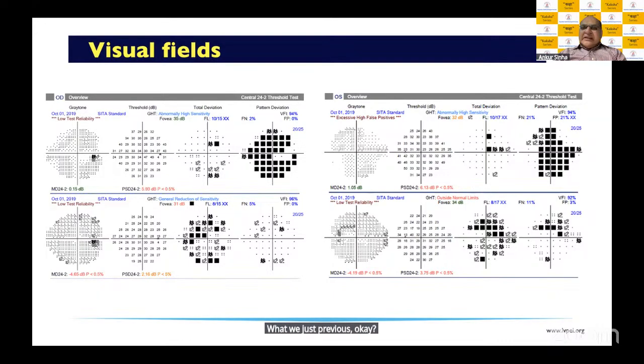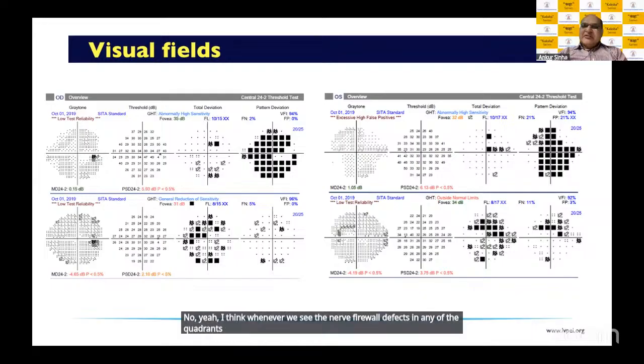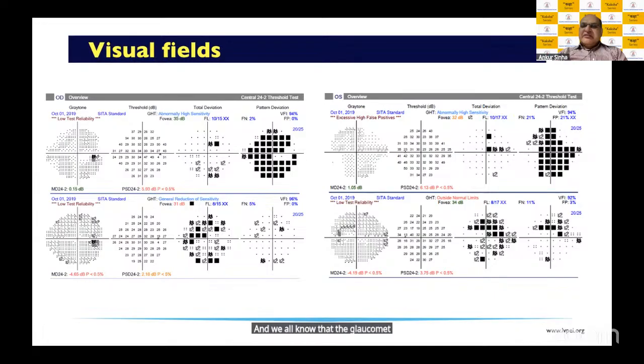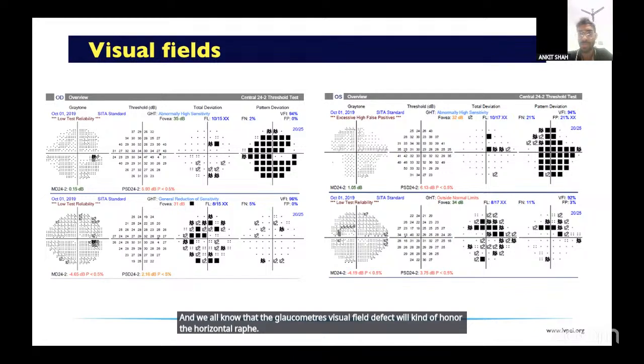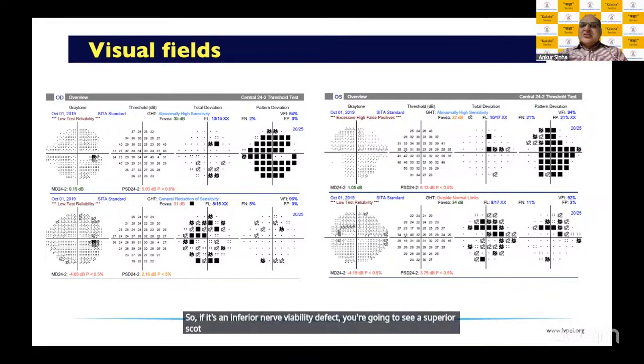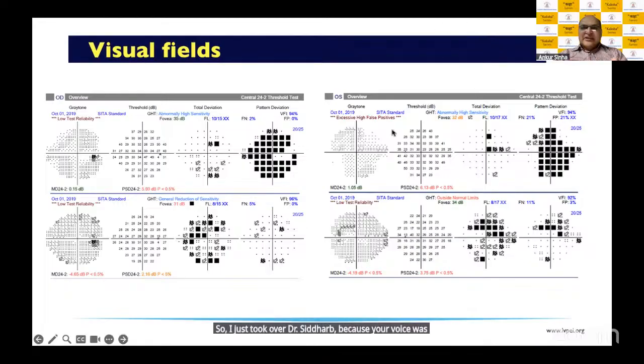Well, I think whenever we see nerve fiber defects in any of the quadrants, the visual field defect will show in the opposite quadrant. And we all know that the glaucomatous visual field defect will honor the horizontal raphe. So if it's an inferior nerve fiber layer defect, you're going to see a superior scotoma. I just took over, Dr. Siddharth, because your voice was inaudible to them. Thank you so much.